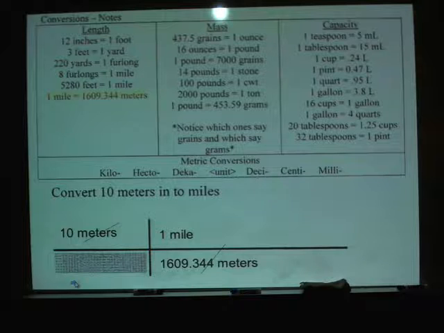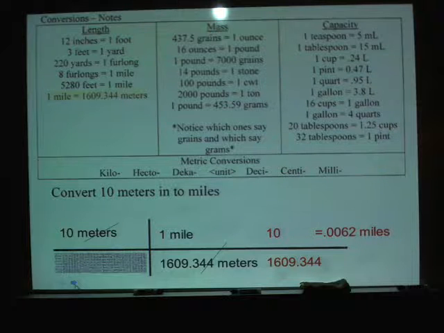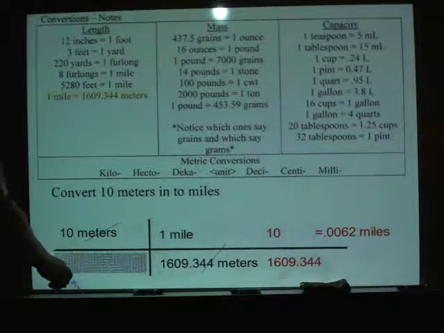So now once you've gotten to your right unit, now it's a matter of taking care of the number part. You multiply across the top, multiply across the bottom, and then divide the two. So in the top, we've got 10 times 1, which is 10. And in the bottom, the only thing we have in this particular question is the 1609.344. So I'm going to write 1609.344 in the answer, and then I'm just going to divide the two. The 10 divided by the 1609.344, and when I divide that out, it's about, again about, this is a calculator answer, 0.0062 miles. So 10 meters is about 0.0062 miles.